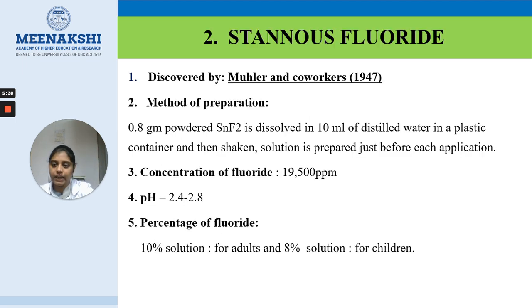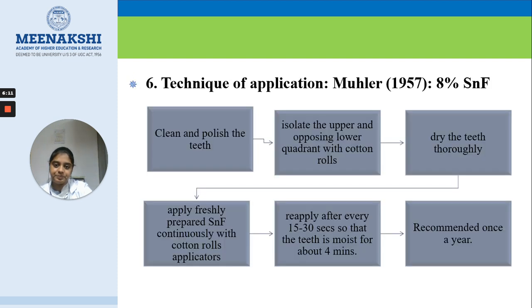Next is stannous fluoride, which was discovered by Muller and co-workers in 1947. The method of preparation is that 0.8 gram of stannous fluoride is dissolved in 10 milliliters of distilled water in a plastic container. It is then shaken, and the solution should be freshly prepared before each application. The concentration is 19,500 ppm, pH is 2.4 to 2.8. Percentage of fluoride for adults is 10% and for children is 8%.